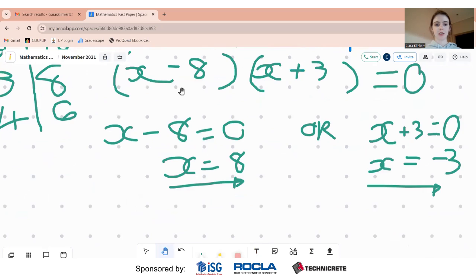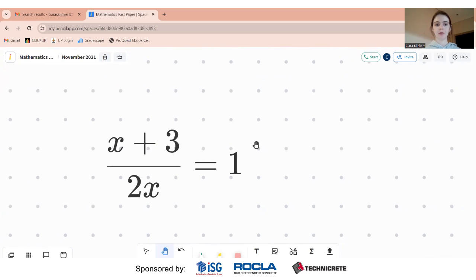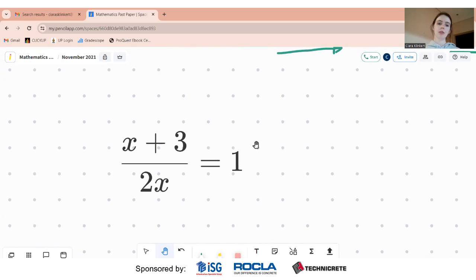Okay, so the next question is x plus 3 over 2x is equal to 1. This question is not in the past paper. I made up this question because I wanted to go through one of the final types of quadratic equations. This is the case where there is an x in the denominator.